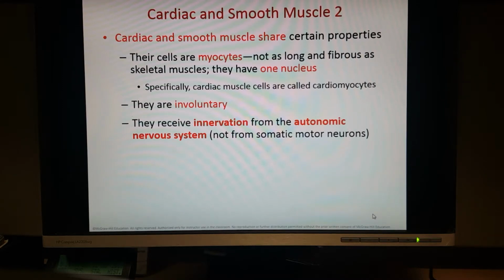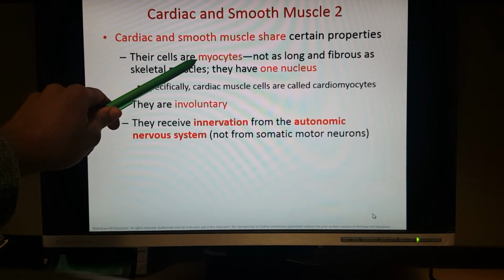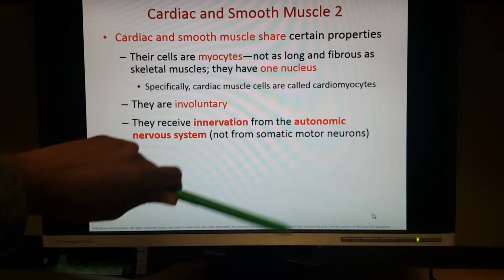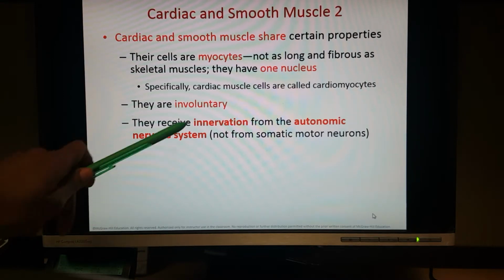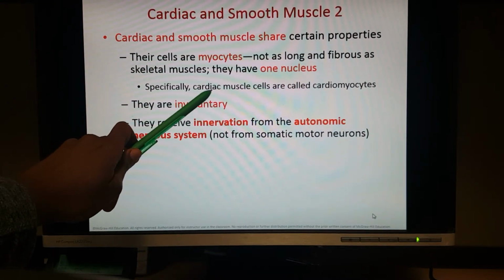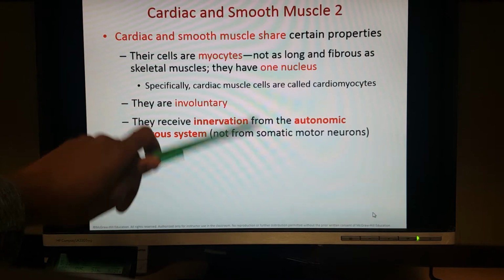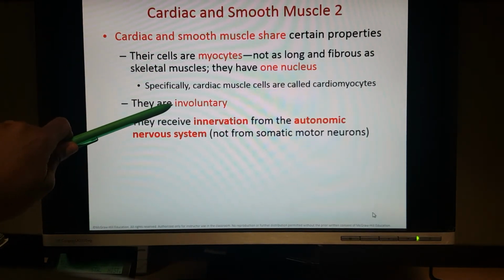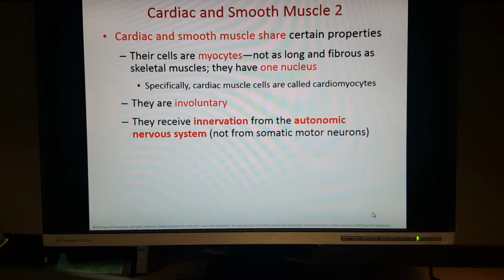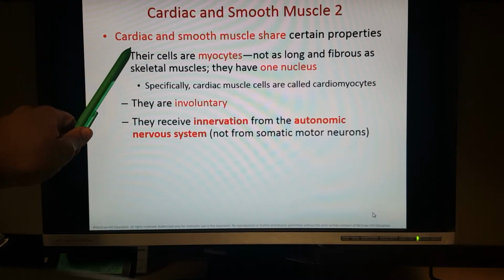Now finally, moving on to our cardiac and smooth muscle. They have certain properties that they share. Their cells are still called myocytes, but they have only one nucleus, unlike skeletal muscle, which has multiple nuclei. Sometimes cardiac muscle cells have their own name, cardiomyocyte, but they're still the same type of cells. Both cardiac and smooth muscle are involuntary, so we cannot consciously control them. We cannot tell our heart to slow down or speed up.